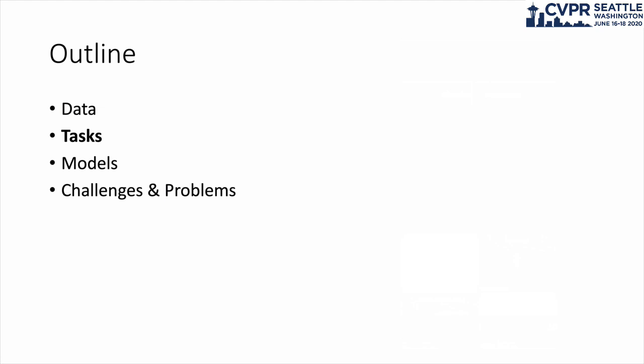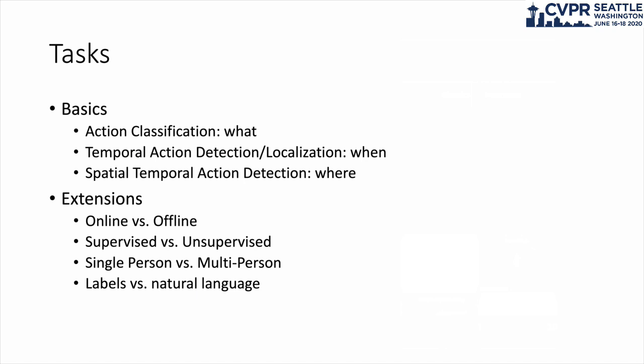In my understanding, there are 3 basic levels of problems in activity understanding. The first is action classification, which deals with the question of what, or what is the activity this person is performing. And second is temporal action detection or localization, which deals with the problem of when, or based on the action classification result, we also want to know when did the action start and end.